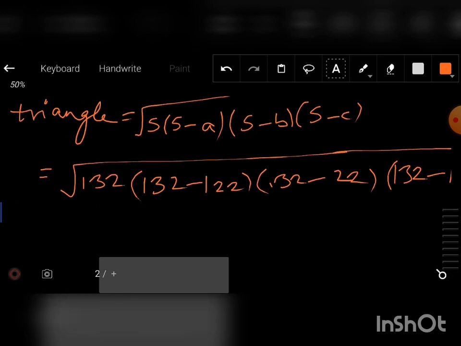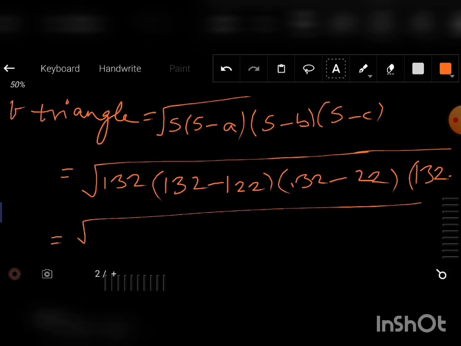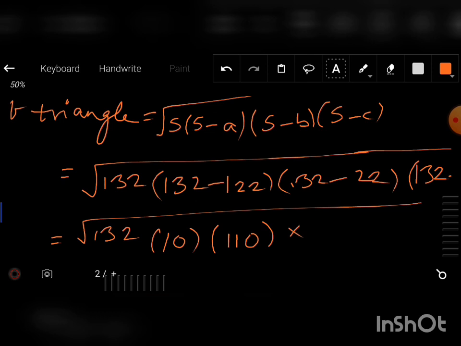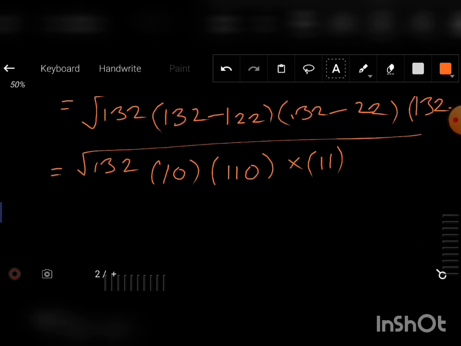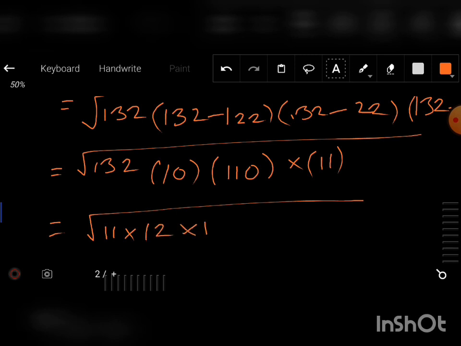So let us simplify it. Root over 132 into 10 into 110 into 12. Now let us rearrange it. 132 can be written as 11 into 12, and this 110 can be written as 11 into 10.